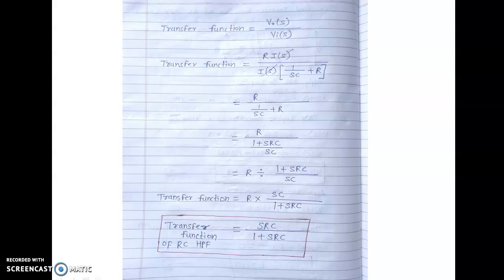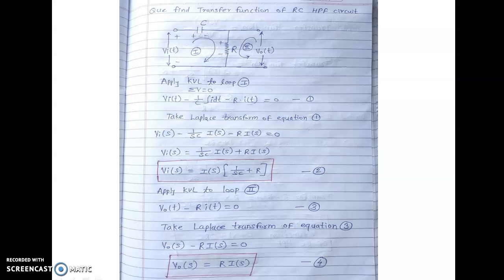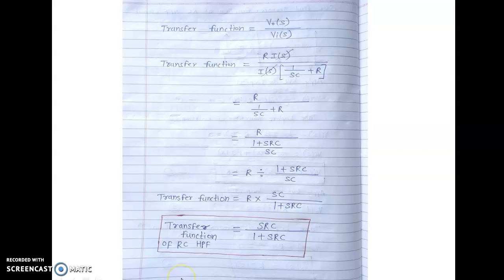In method 1, what we are doing is applying Kirchhoff's voltage law in loop 1, then taking the Laplace transform of that equation, and finding the input voltage in the S domain. Then in loop 2, we apply Kirchhoff's voltage law, take the Laplace transform of that equation, and find the output voltage in the S domain. Then we take the ratio of the Laplace transform of output voltage upon the Laplace transform of input voltage, and we get SRC upon 1 plus SRC.